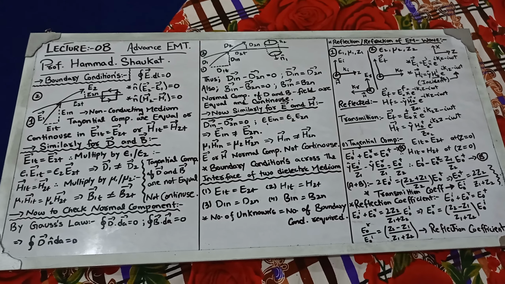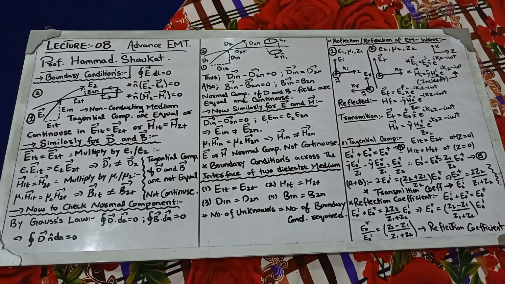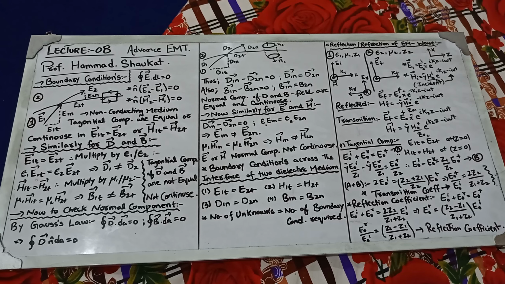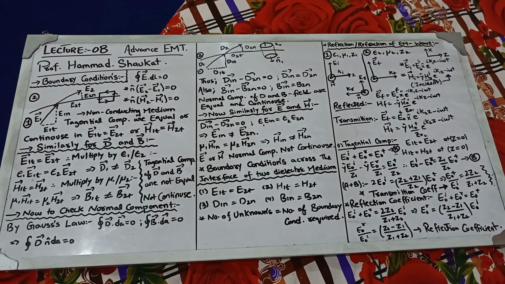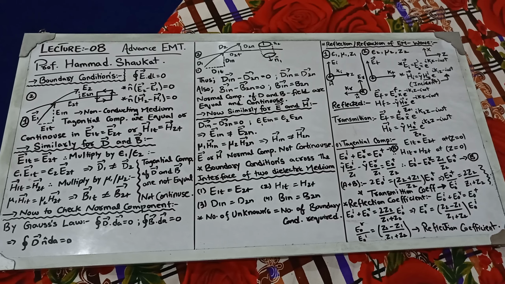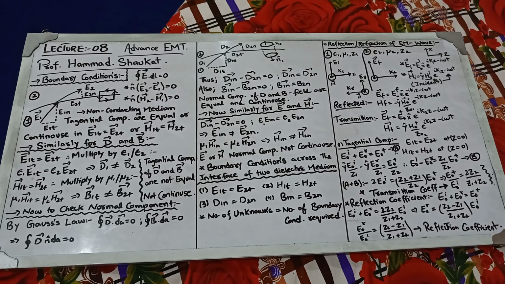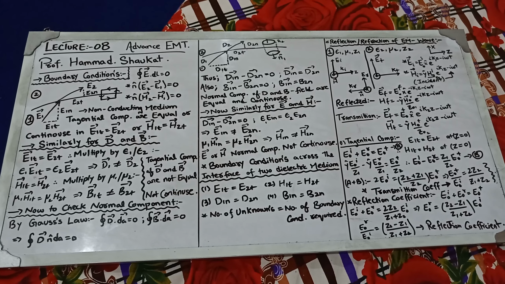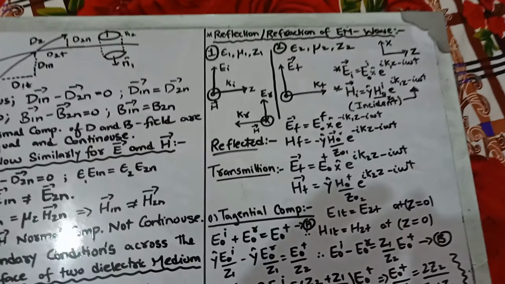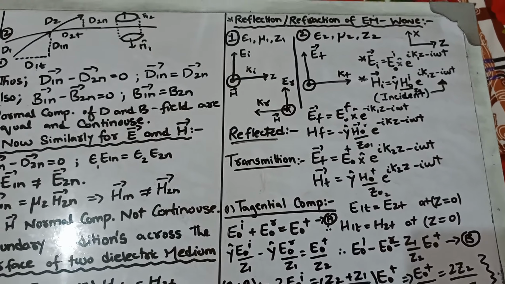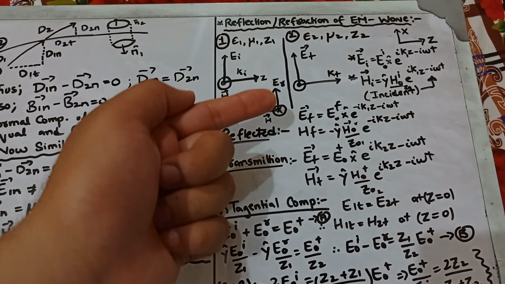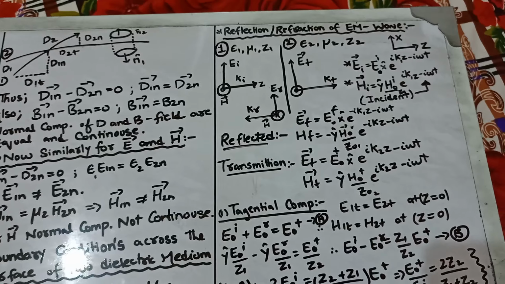So let's move towards the next topic of today's lecture, number 8, and that topic is basically reflection and refraction of electromagnetic waves. What is basically reflection and refraction of electromagnetic waves? You already know the concept of reflection and refraction. So let's suppose again you have to consider two mediums. This is your medium 1 and this is your medium 2. This is your boundary. You can see this line is basically the boundary.